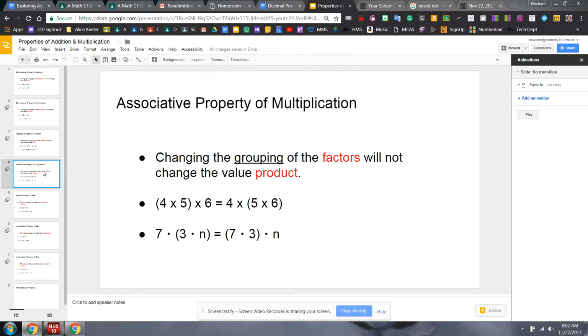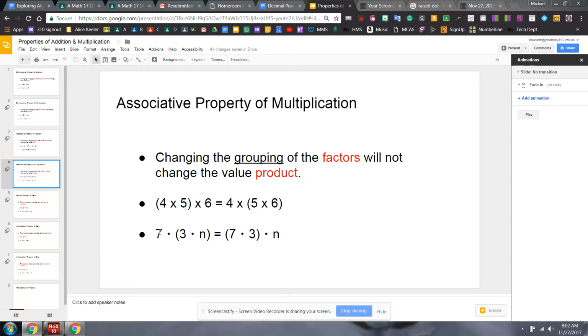And the associative property of multiplication works the exact same way. Changing the grouping of the factors will not change the value of the product. 4 times 5 is 20, times 6 is 120. 5 times 6 is 30, 30 times 4 is also 120. And then grouping, again, see the 4 and 5 are grouped together, and then the 5 and 6. Notice there is no changing of order. Changing of order only deals with the commutative property.